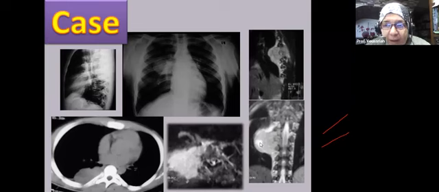Again, we emphasize here that in any lesion that is posterior mediastinum or abutting the chest wall at any area, we must do an MRI. MRI is a must, okay?